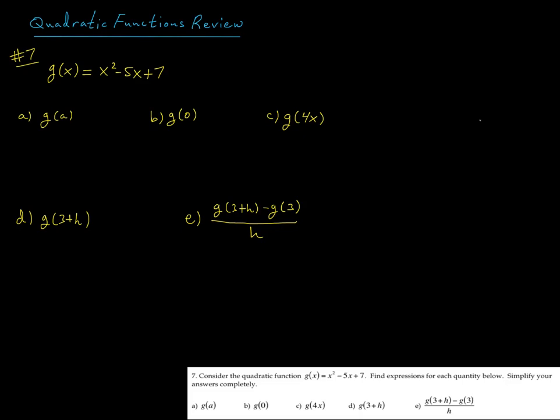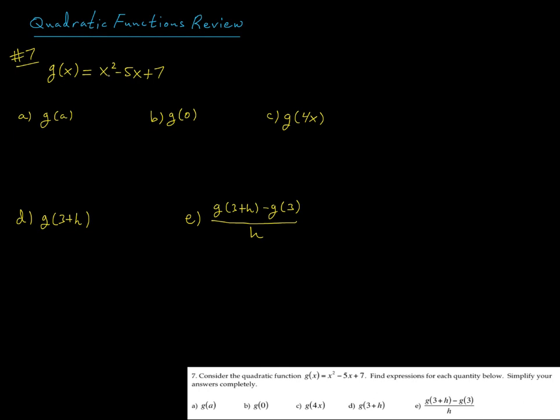All right, question 7 says, consider the quadratic function g of x is equal to x squared minus 5x plus 7. Find expressions for each quantity below. Simplify your answers completely. All right, so saw a few questions like this in the linear functions review, except now we're working with a quadratic function. And so for part A, we're asked to evaluate g of a.